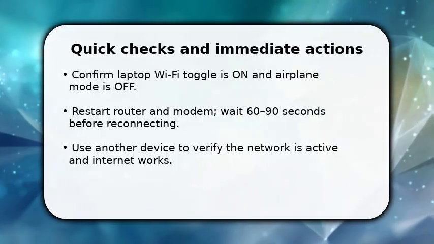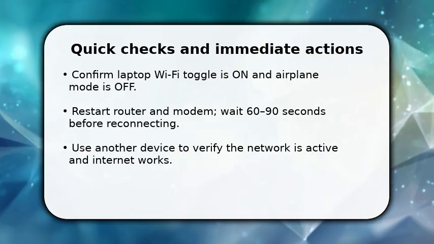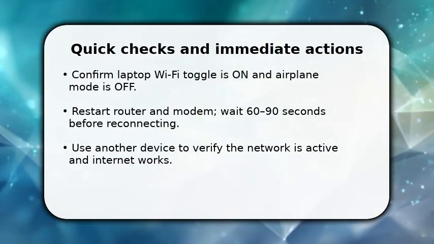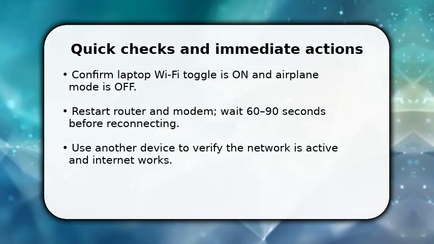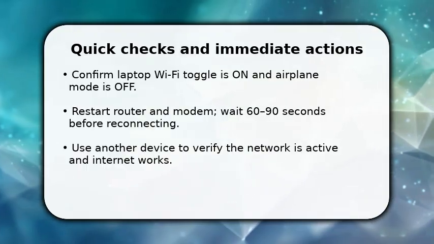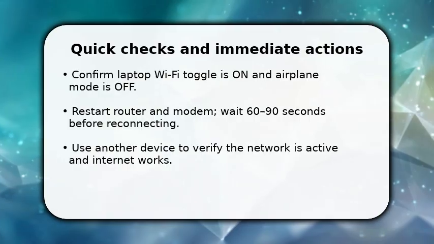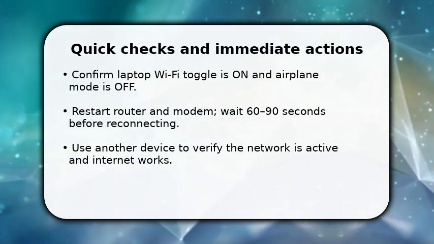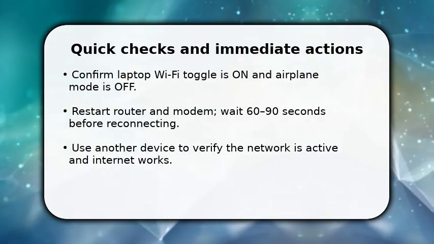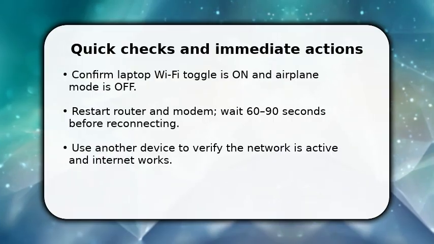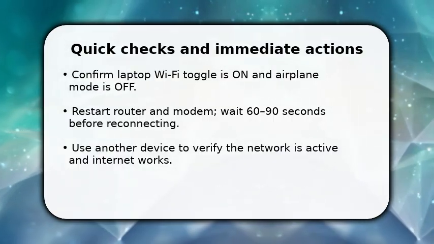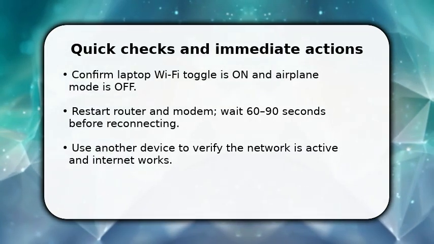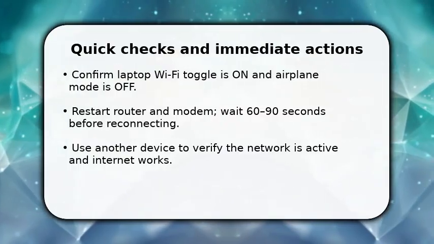You start with swift, decisive checks so you don't waste time. First, make sure your laptop's Wi-Fi is enabled and airplane mode is off. This fixes many issues instantly. Next, restart the router and modem and wait about 60 to 90 seconds. Power cycling clears common faults. Finally, verify the network on a second device so you know whether the problem is the laptop versus the network. Once confirmed, you'll move to targeted laptop fixes.